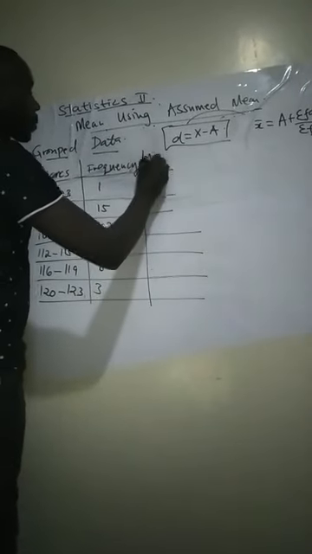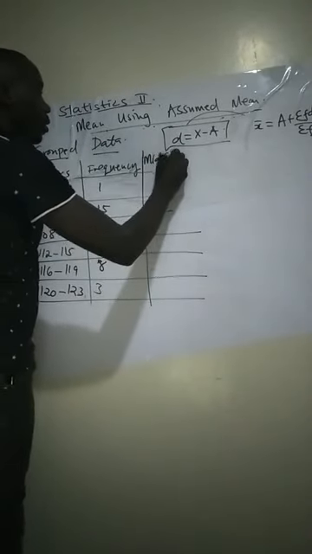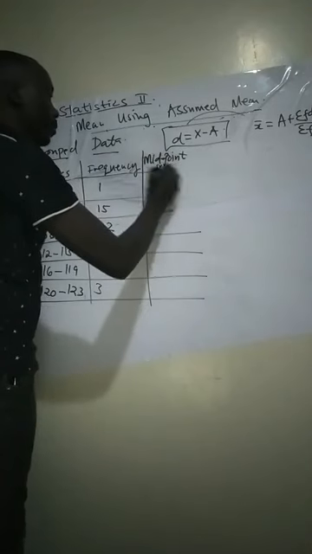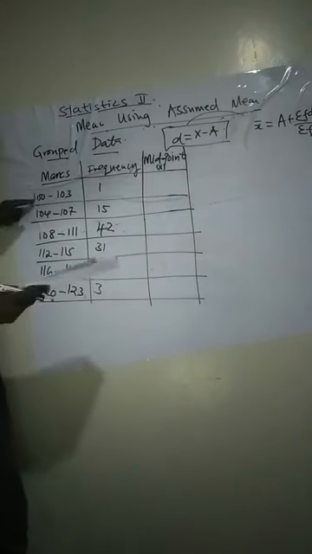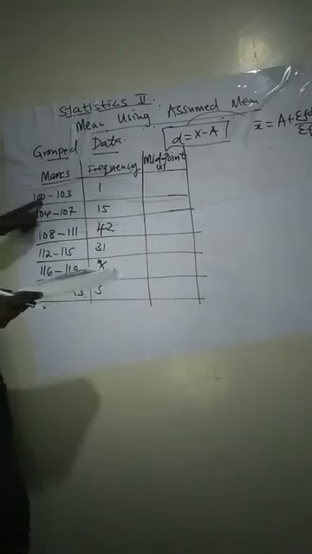So you need to start by getting X. Recall that in Form 2, we said X is basically the midpoint. Just to mention, maybe some of us have forgotten, how are we getting the midpoint? Let's say you have a class of 100 to 103. How do you get the midpoint? It's 100 plus 103 divided by 2.